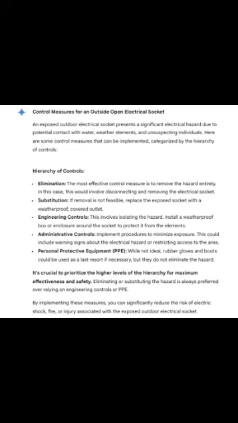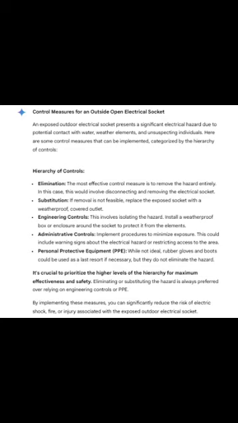This is an explanation of control measures for an outside open electrical socket and why we chose this specific control measure. An exposed outdoor electrical socket presents a significant electrical hazard due to potential contact with water, weather elements, and unsuspecting individuals. Here are some control measures that can be implemented, categorized by the hierarchy of controls.